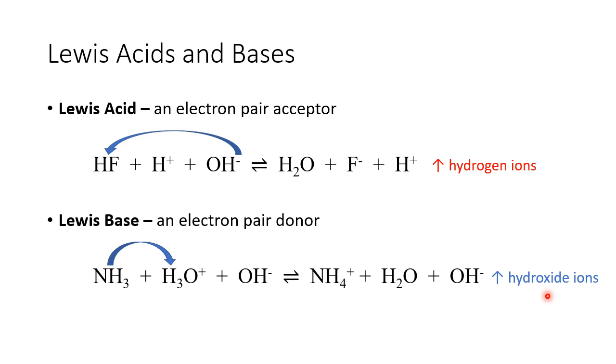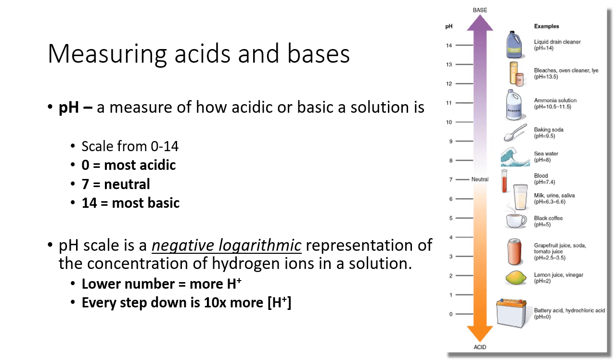So next we're going to talk about measuring acids and bases. And we do that using a measure called pH. pH is a measure of how acidic or basic a solution is. It's on a scale from 0 to 14, with 0 being the most acidic, 7 in the middle being neutral, and 14 being the most basic. So any solution with a pH of less than 7 would be considered an acid, and any solution with a pH of more than 7 would be considered a base.